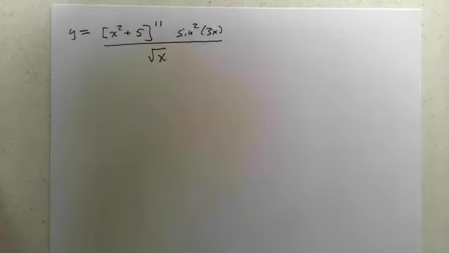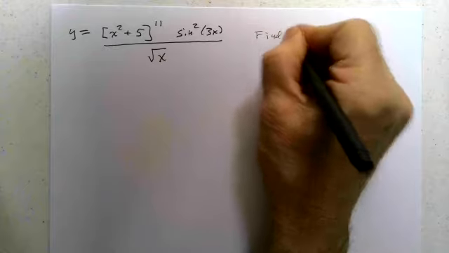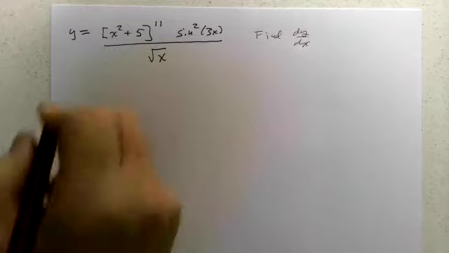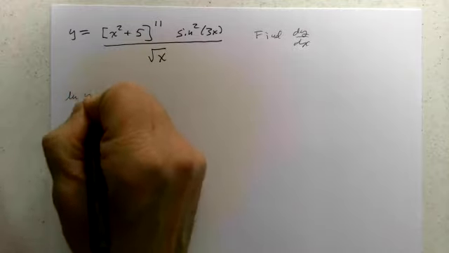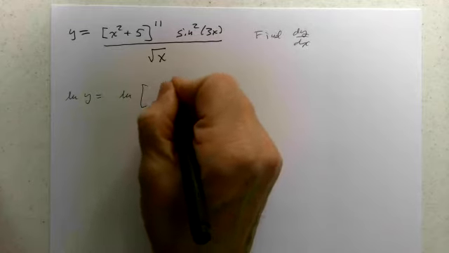Okay, for this question, we are given y equals (x squared plus 5) to the 11th times sine squared of 3x, divided by the square root of x. We want to find dy/dx using logarithmic differentiation. So I'm going to take the natural log of both sides. Natural log of y equals natural log of all of this.